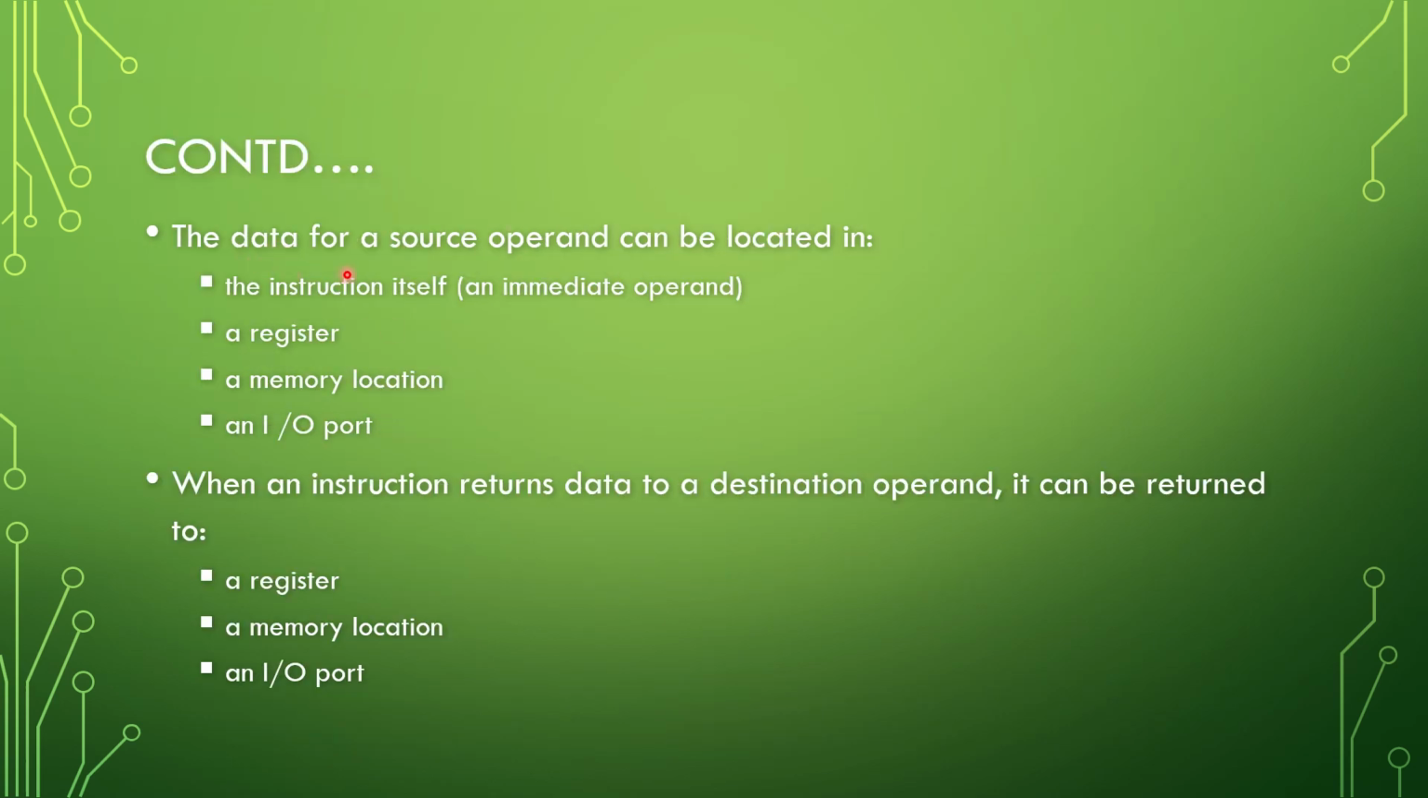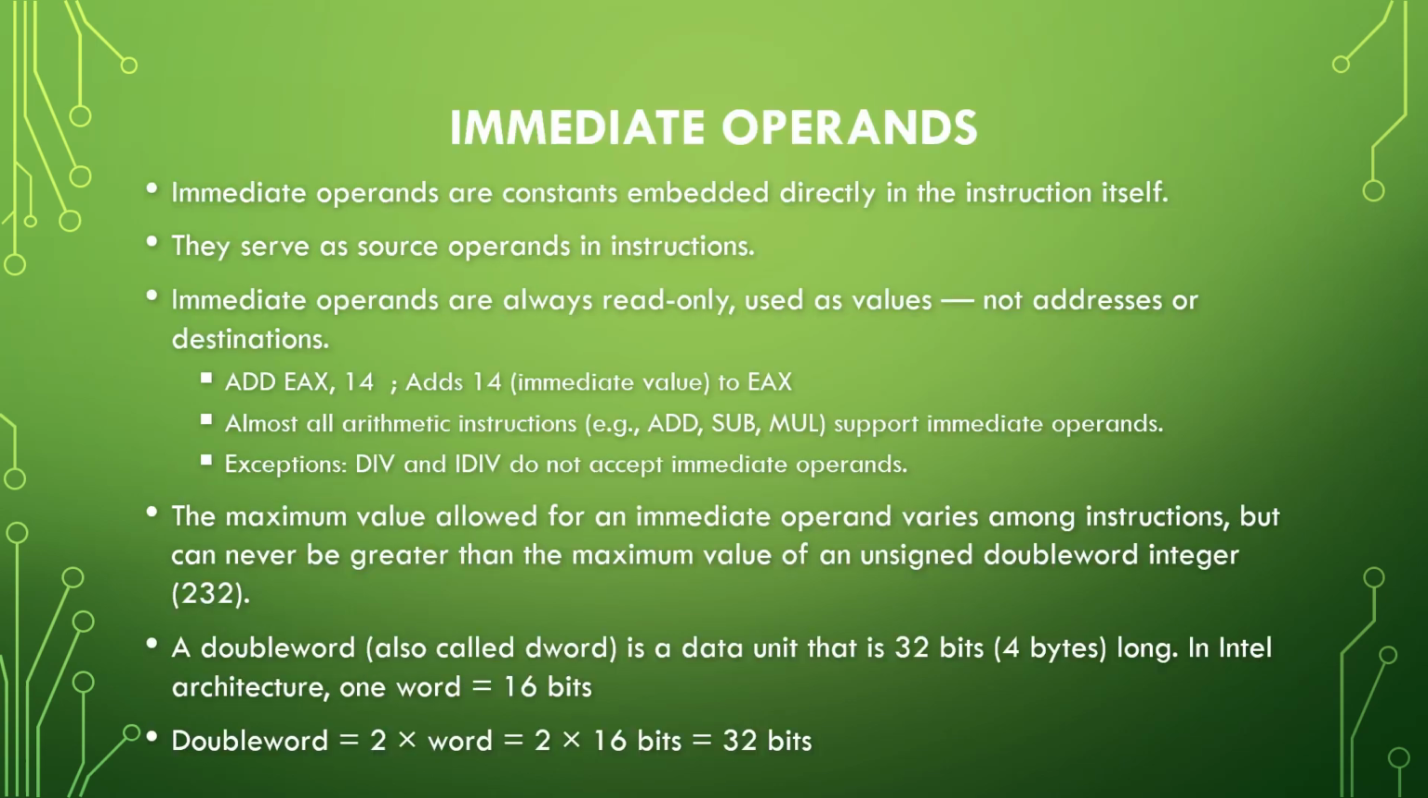The data for a source operand can be located in the instruction itself, which is an immediate operand, which we already saw with the example MOV EAX, 5. Or it can be in a register, in a memory location, or an IO port. Whenever an instruction returns data to a destination operand, it can be returned to either a register, a memory location, or an IO port. Coming to the immediate operands.